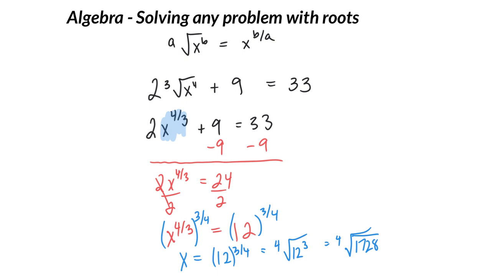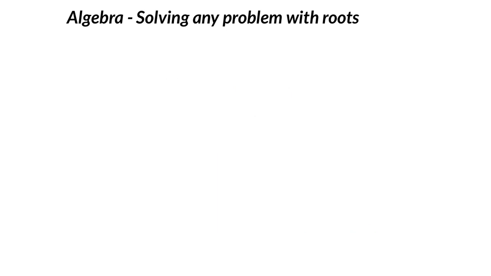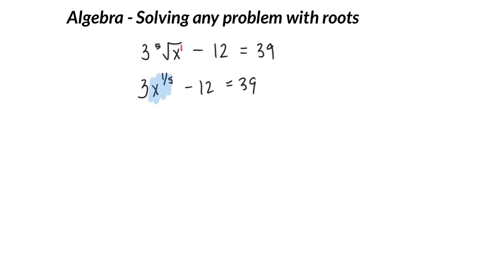Let's do another example. All right, so here I have 3 times the 5th root of x minus 12 equals 39. Now, I chose this problem because you don't see a power. Please remember, if the power is not written, it's 1. So let's just make a pass through where we rewrite this as x to the 1/5. And now we're going to, once again, try and isolate the x part. I'm going to add 12 to both sides.